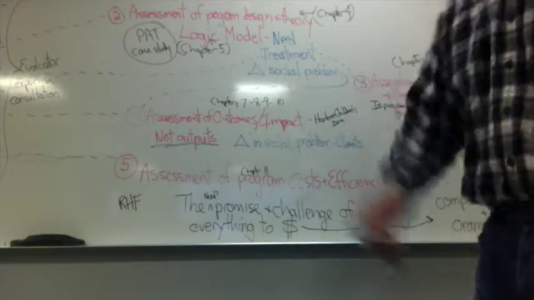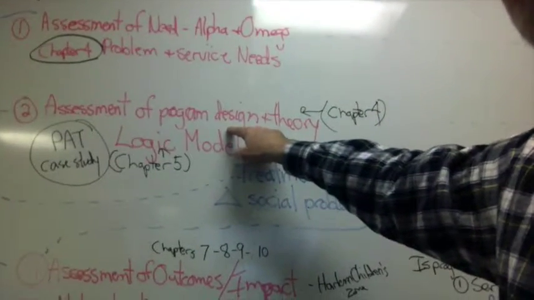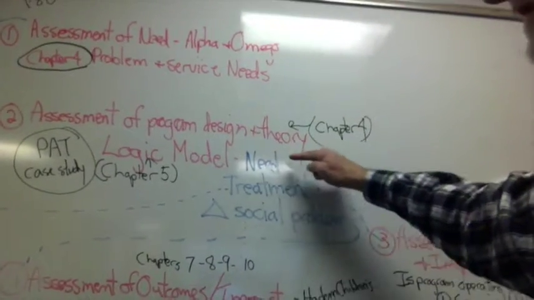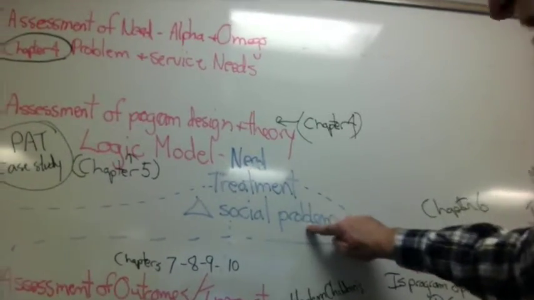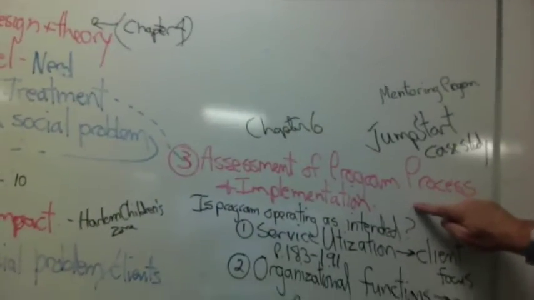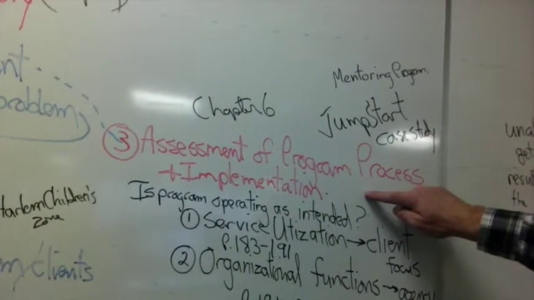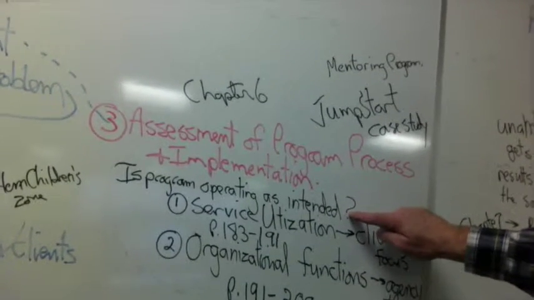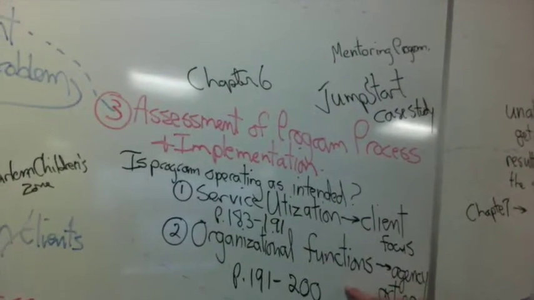And so if you have been able to identify the need, you think you have a plausible program design and theory captured in a logic model that relates need to treatment to social problems, and you're confident that in fact your program that's contained in the logic model has been implemented as intended. Clients are using it as you had hoped. The provider of treatment is doing what they were supposed to do.